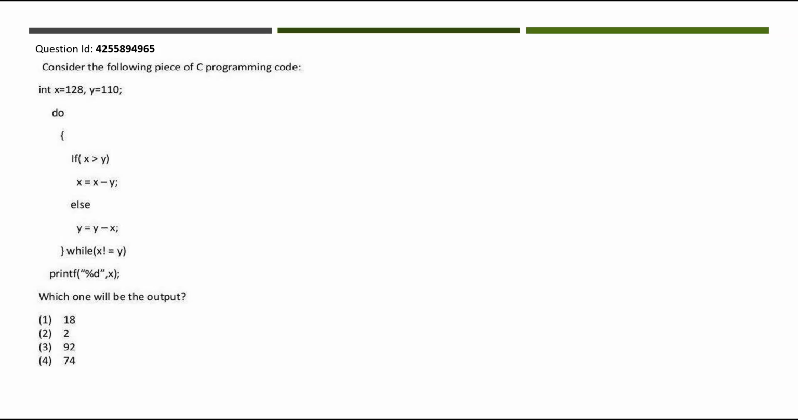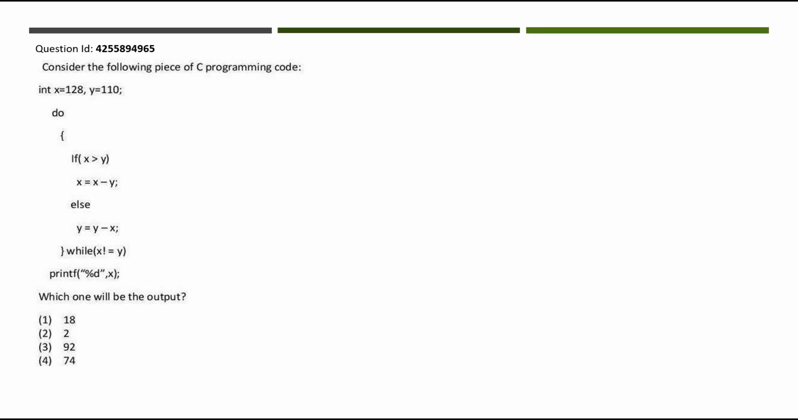Whenever you have a do while statement, irrespective of any condition that appears in the while, it will execute one time, and after execution it will check the condition at the end of the loop. So once the condition is true, it will again go and execute. If the condition is false, then it will exit out of the loop. Let's see what is inside the loop.